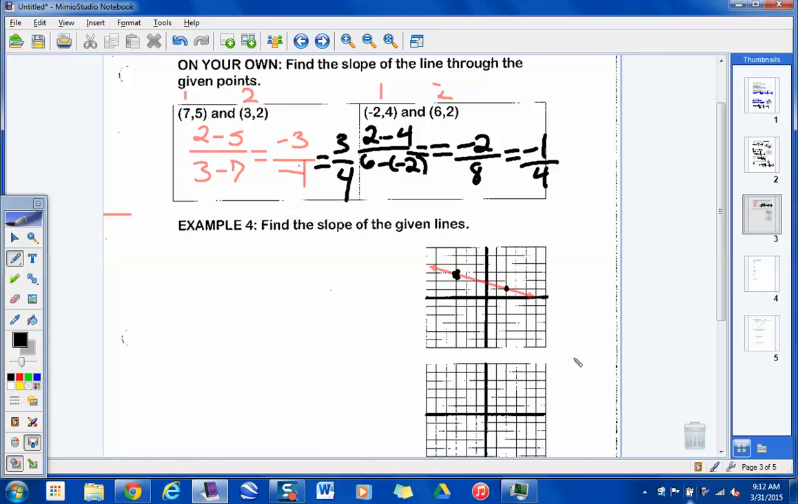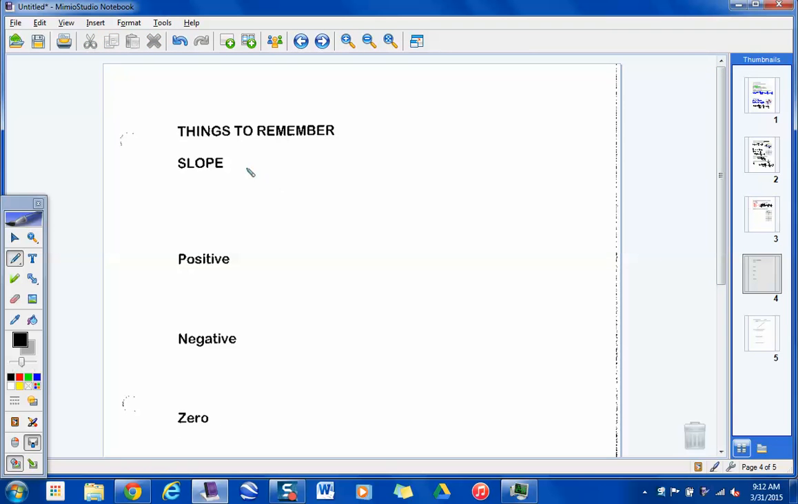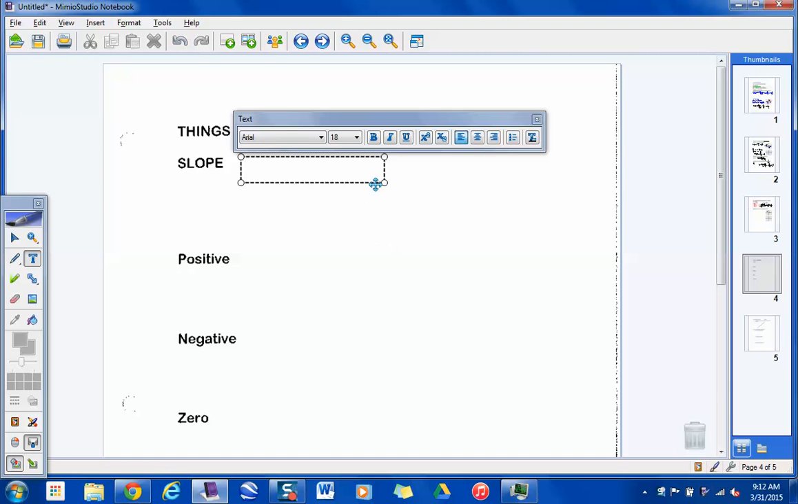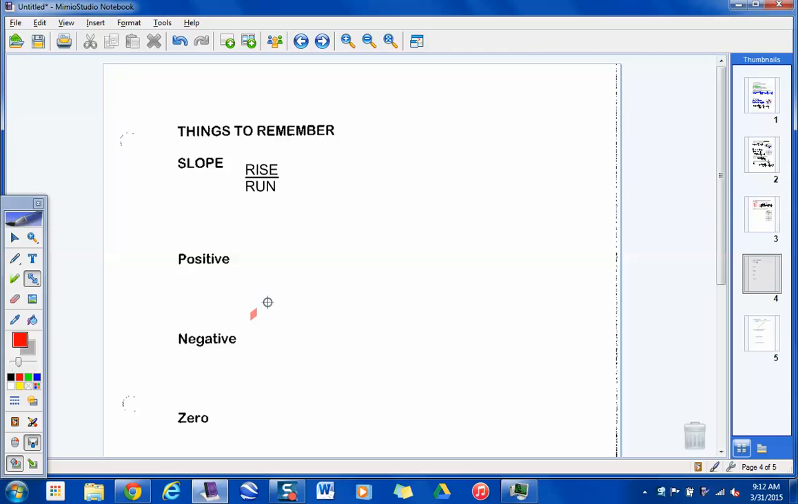All right, so the last page, what I'd like to do is come together here and talk about what's going on. Things to remember. What's slope again? Rise over run. Okay, let's summarize all this today. Slope is rise over a what? Okay. If you have anything that has a positive slope, is that an uphill graph or a downhill graph? Up. So you might want to jot that in there. It's an uphill graph, right?